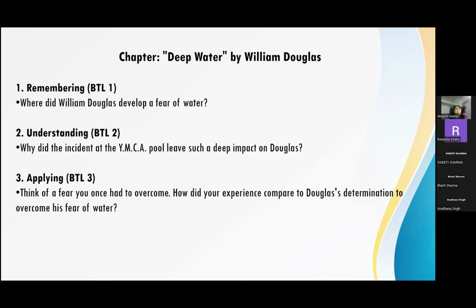So very, very short answer that would be. Then, why did the incident of the YMCA pool leave such a deep impact on Douglas? Think of a fear that you had once overcome. How did your experience compare to Douglas' determination to overcome his fear of water? Like we discussed, anything where they have to compare and contrast falls under the application category. So they're comparing their own experience to the experience of the main character or the protagonist in the story, and then they're writing their answer.